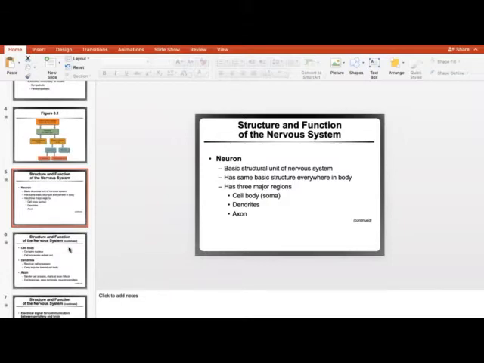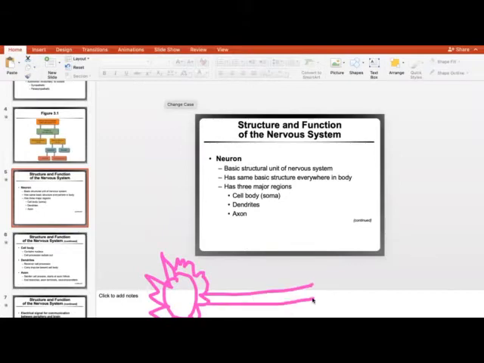All right, pretty sure everybody knows what a neuron is. It kind of looks like this: you have a nucleus here, and all these little ways for dendrites from other neurons. This is your cell body here, and then this is going to be your axon. And then these things here are going to be your dendrites.